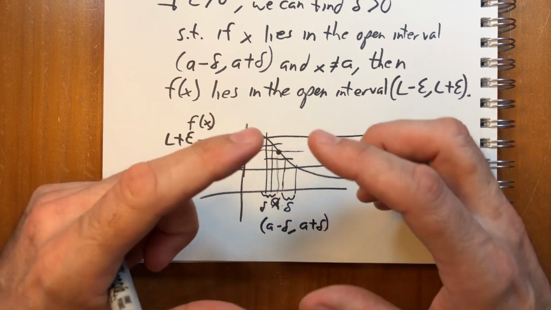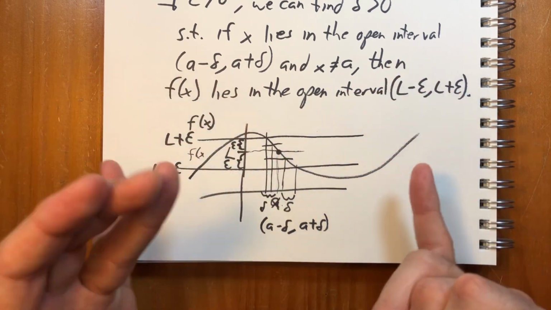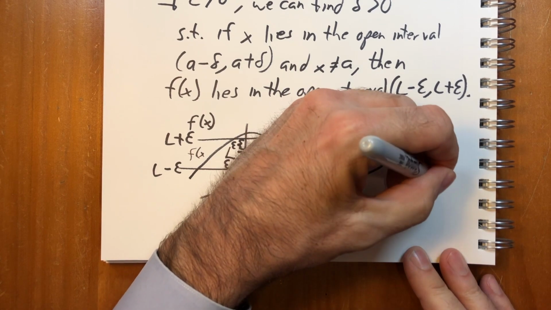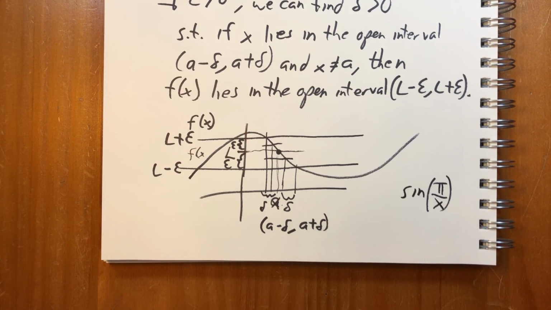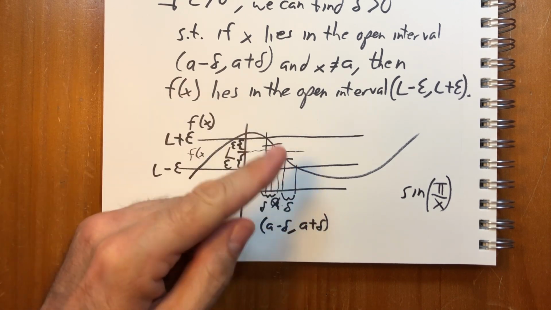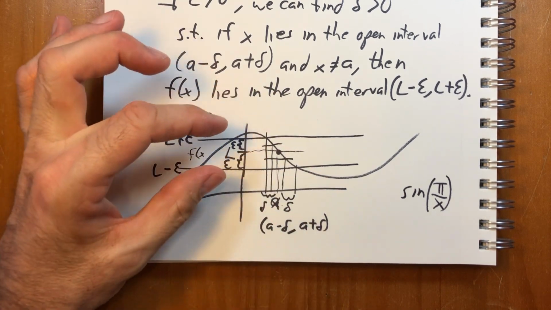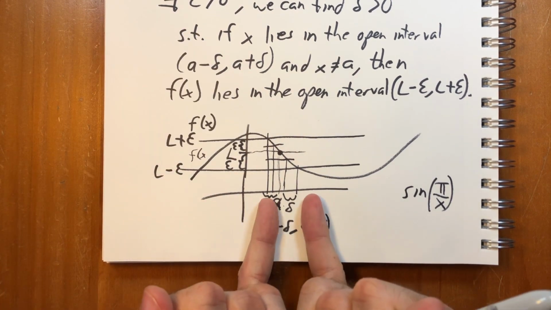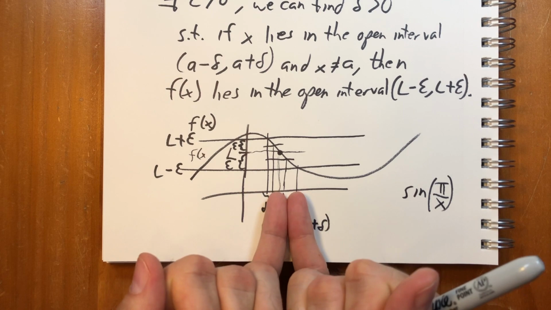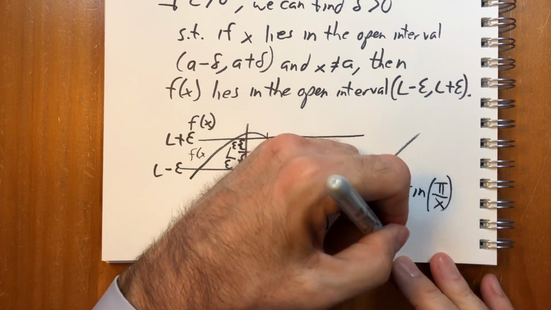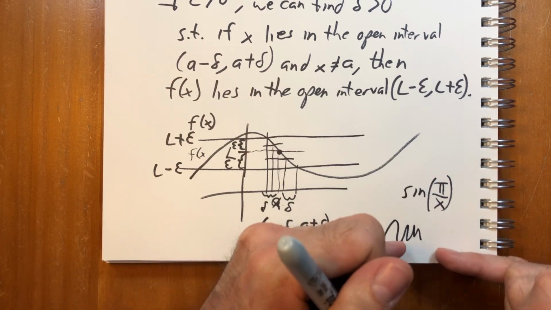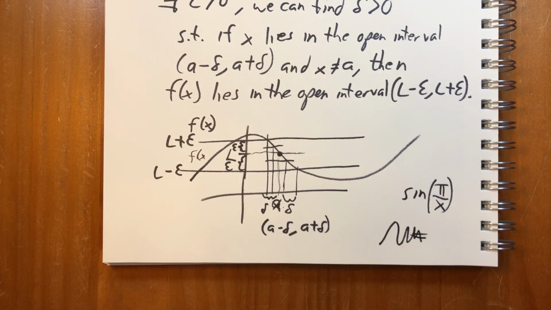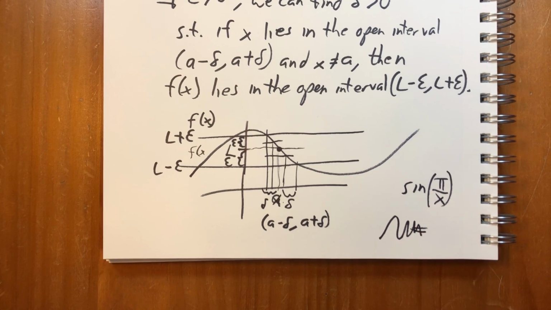So it has to be that no matter how small it gets, you're always getting closer and closer to L. That's what was wrong with sine of pi over x, for instance. It was always getting outside of it. And if you wanted an epsilon that was less than 1, then you couldn't find a delta that would keep this function within a certain value, okay? So that limit doesn't exist.